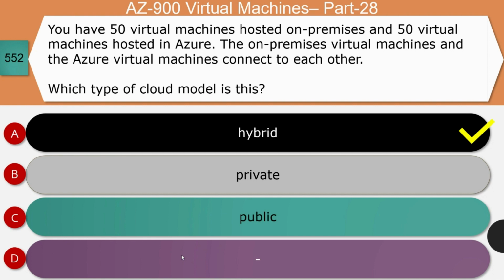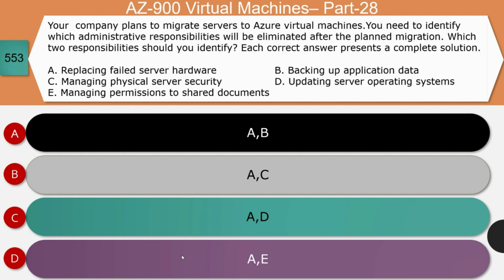Let's see the reason. In hybrid cloud model, which is a combination of private cloud and public cloud, an organization uses both on-premises resources and resources provided by the public cloud provider. In a hybrid cloud model, an organization's on-premises infrastructure can be connected to a public cloud provider such as Azure or AWS, that is using a secure and highly available connection. And so the right answer for this question is hybrid model.